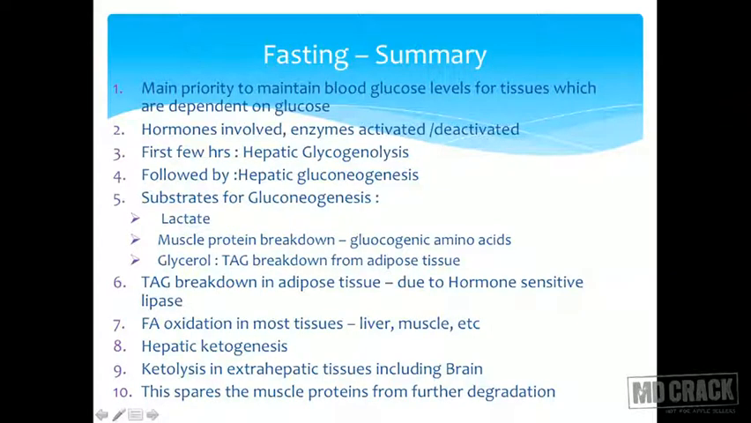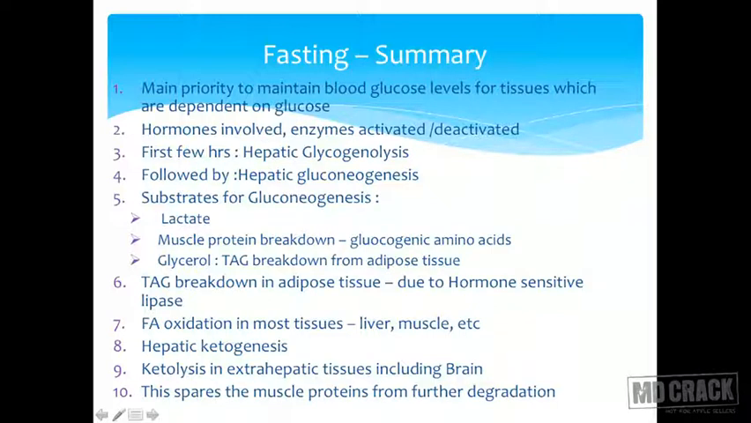So the main priority is to maintain blood glucose levels for tissues which are dependent on glucose. Now the hormones involved: insulin is decreased, glucagon is increased, epinephrine is increased, cortisol is increased, norepinephrine is increased. There are certain enzymes activated and deactivated. Hormone sensitive lipase is activated. Glycolytic enzymes are deactivated because we want to switch over to glucose formation. Gluconeogenic enzymes are activated. First few hours, hepatic glycogenolysis, followed by hepatic gluconeogenesis. And the substrate for this gluconeogenesis comes from lactate, muscle protein breakdown, and from glycerol.